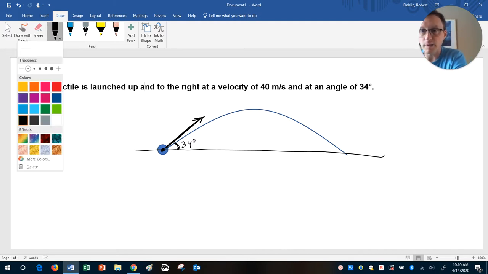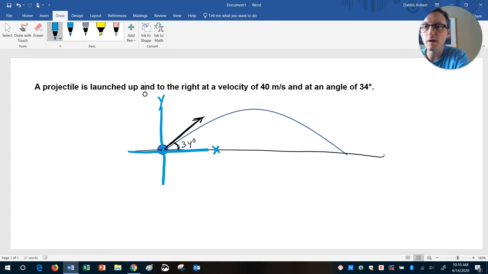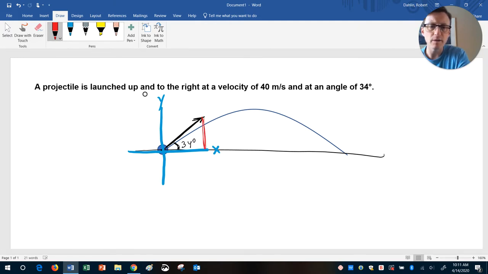Now, what physicists realized is that the projectile acts like it's at the origin of an X and a Y graph. And if you then draw from that arrow straight down to the X axis, and connect it with the origin, notice how we have created a triangle. A right triangle. And what we know about this triangle is that the length of the arrow is 40, and it's 40 meters per second. That is the velocity of the projectile as it launches out.